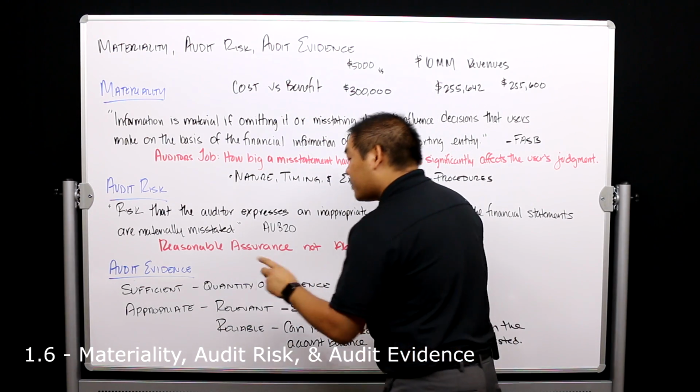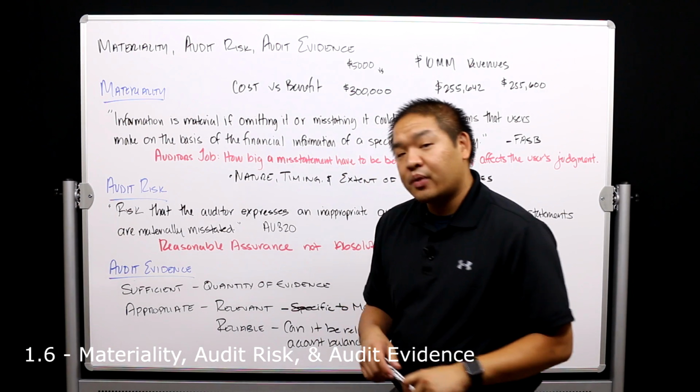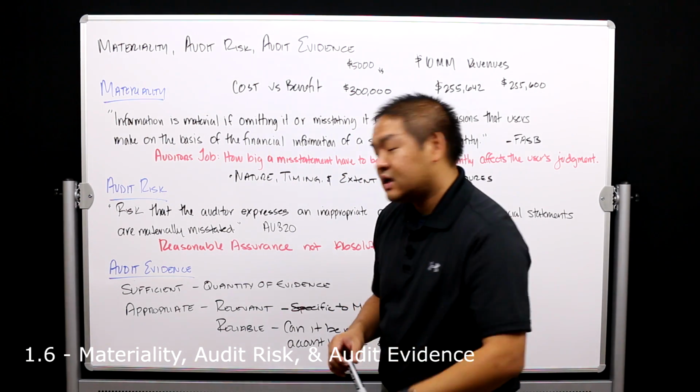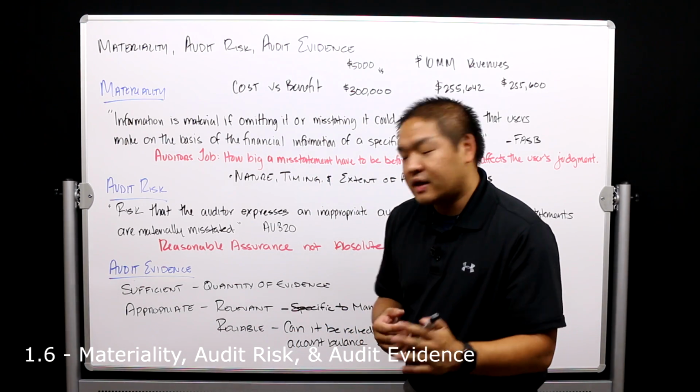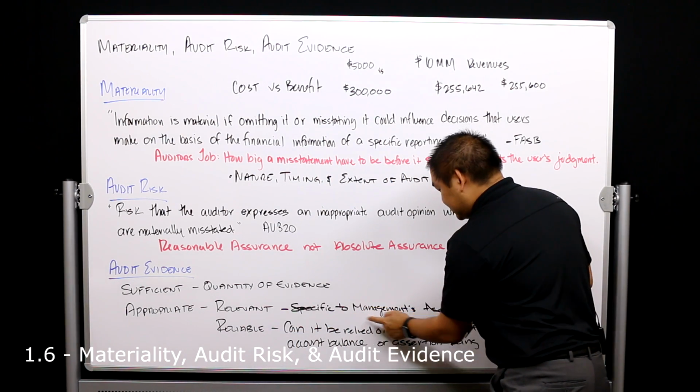It also must be appropriate in nature. Now, appropriate in nature means that it meets two things. It meets relevance and reliability. Okay, so what's relevant? Relevant tells us that it's specific to management's assertion.